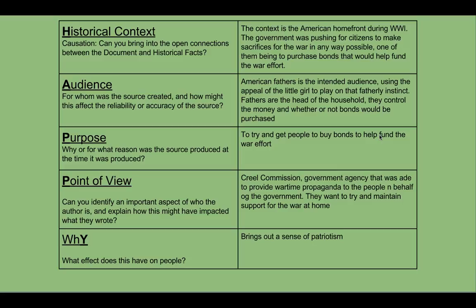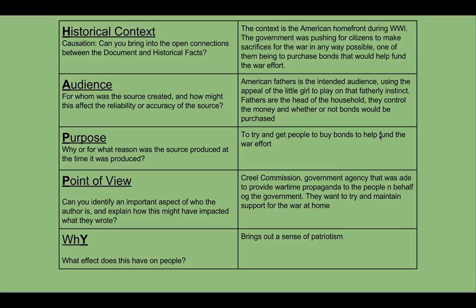It's that government agency. I know in that video I was talking about how other agencies are putting all of their different posters out, but it's all being funneled through the Committee of Public Information and the Creel Commission. They had their hands in some of it in every way, shape, and form that we can think of. So it's coming out from the Creel Commission, or really the government in general.